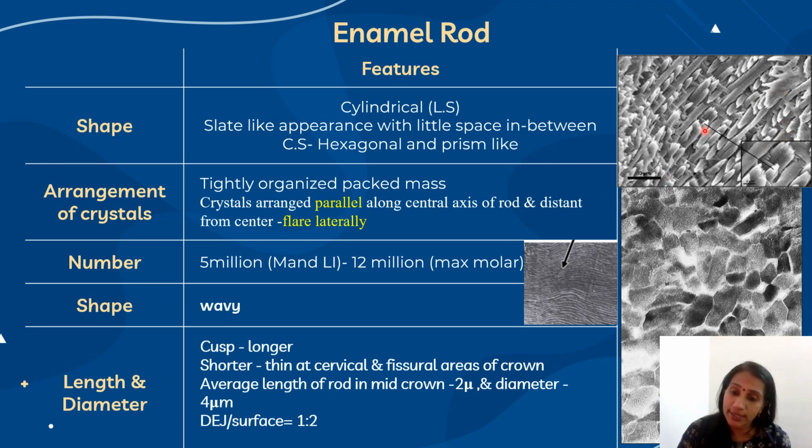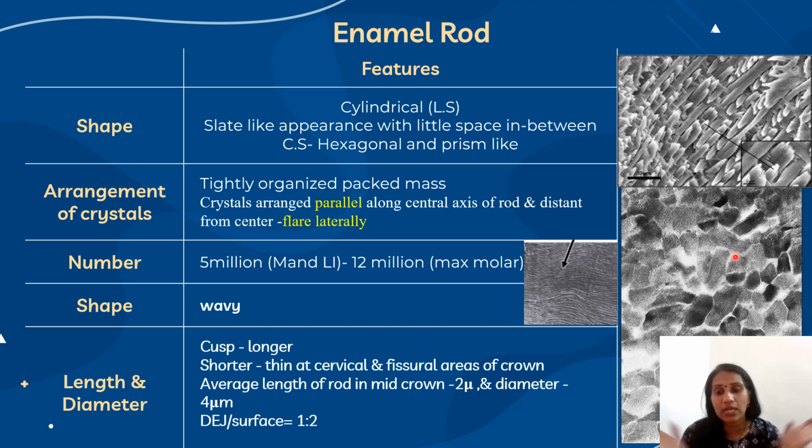And when you look at the arrangement of crystals within these prisms or rods, it is tightly organized. They are very tightly packed within the enamel rod. And if you look at the direction of these crystals, in the center portion of the rod they are parallel to each other, but when they go out towards the periphery, they flare laterally.